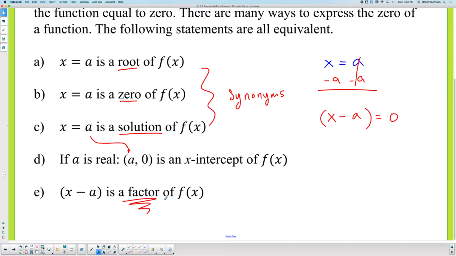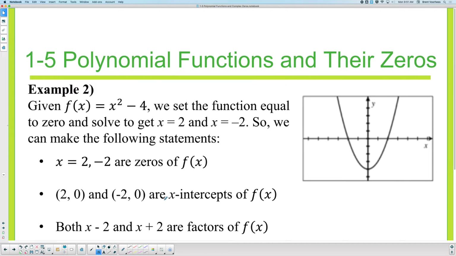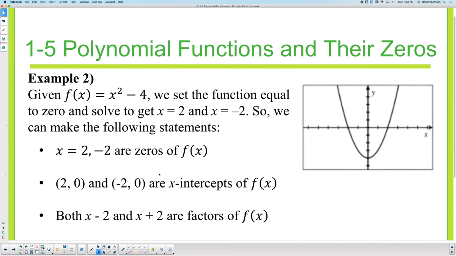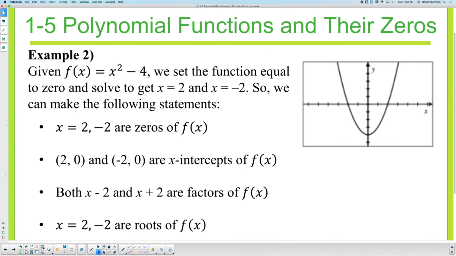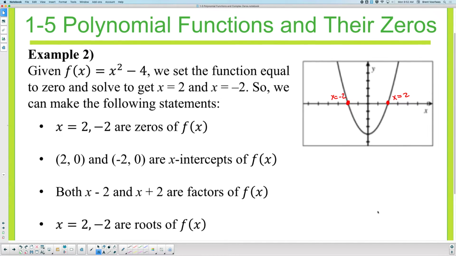With all that, let's get started. Example 2 says, given this function f of x equals x squared minus 4, we set the function equal to 0 to solve and get x equals 2 and x equals negative 2. This is just for your notes more than anything. Go ahead and draw circles here. Put x equals 2, x equals negative 2. Those are our zeros, or roots, or solutions, whatever you want to call it.